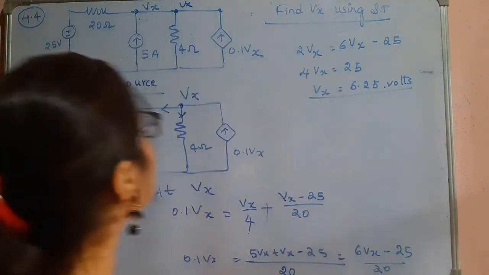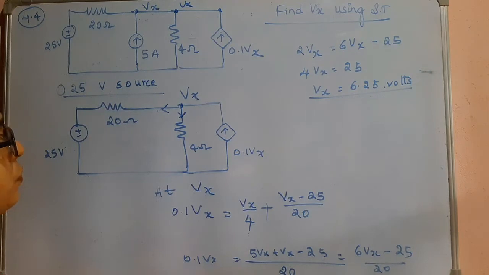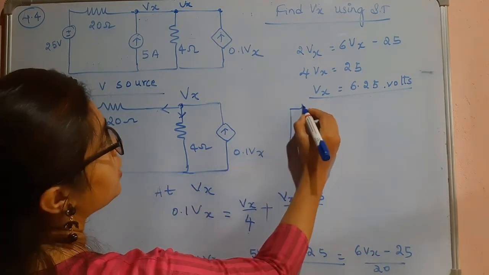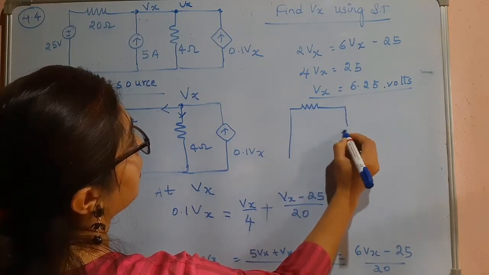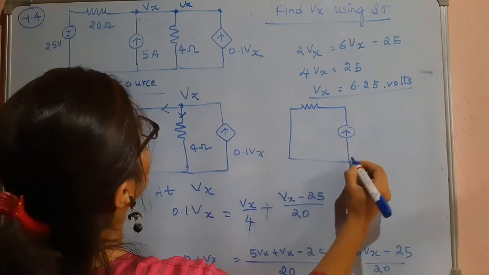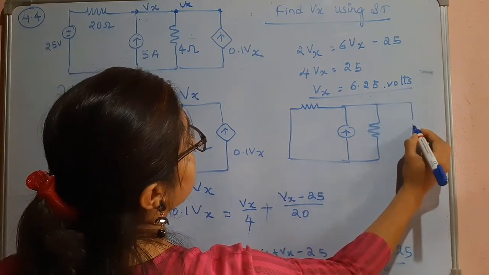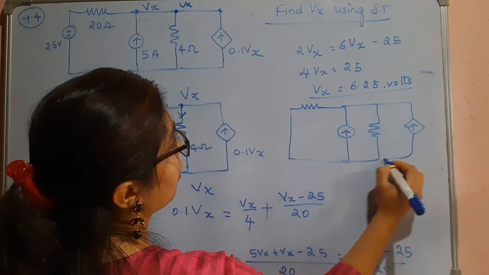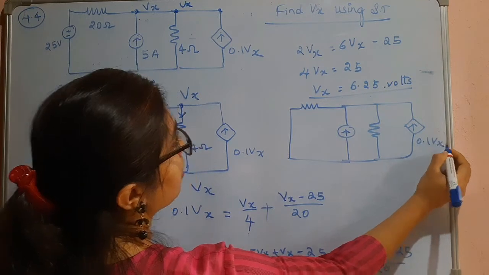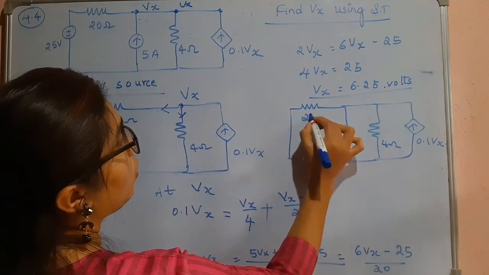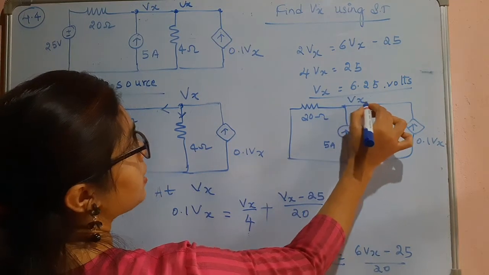Now, let us take the 5 ampere current source. The voltage source will be shorted. This is 20 ohms. This is the current source. And here we have another resistance. The dependent source stays as it is. This is 0.1 Vx. This is 5 amperes, 4 ohm, 20 ohm, and this is my Vx.